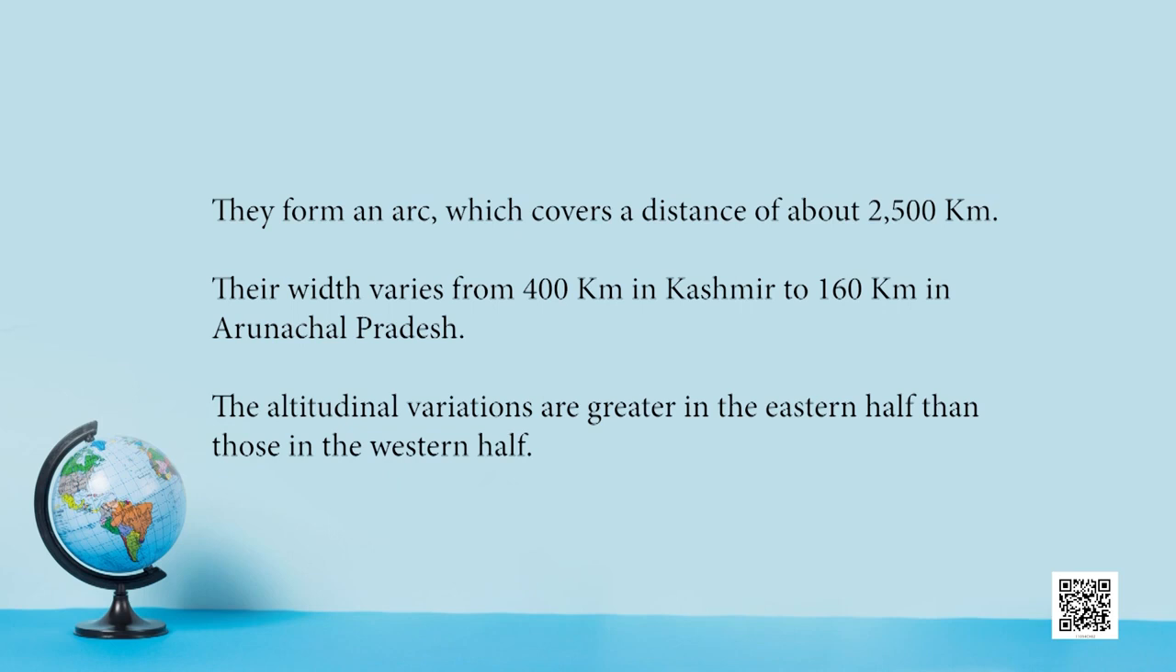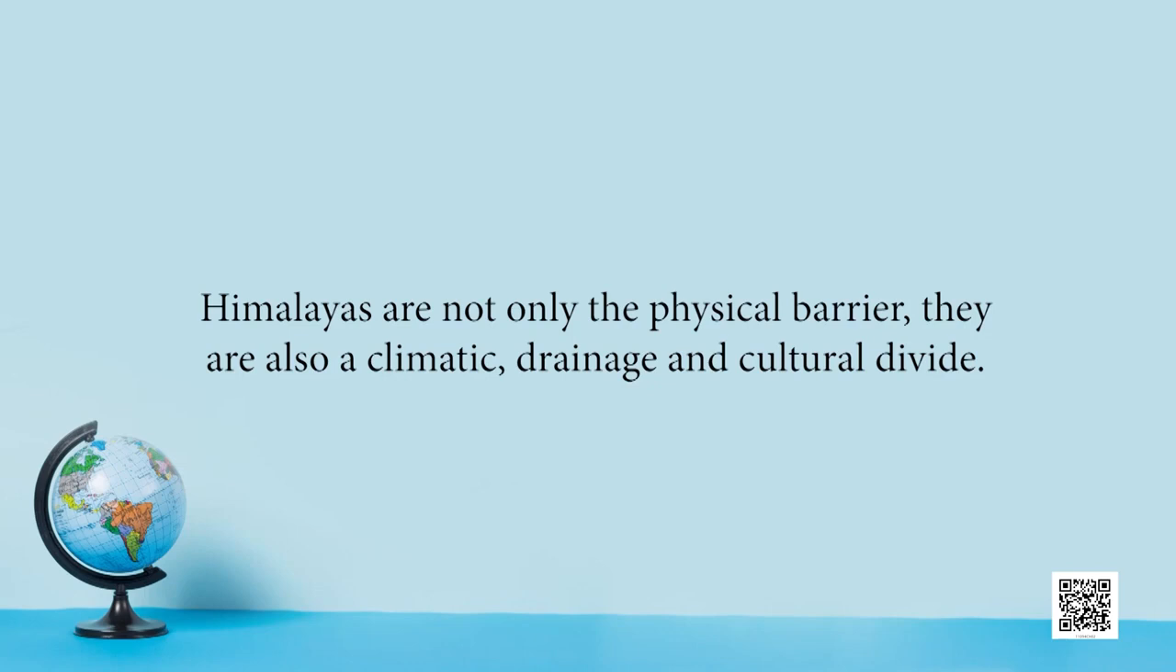The width varies from 400 kilometers in Kashmir, that is the western part, to 160 kilometers in Arunachal Pradesh, which is the eastern part. The altitudinal variations, the relief, the height, is greater in the eastern half than the western half. The Himalayas stand like a strong and long wall between the Indian subcontinent and the Central and East Asian countries. Himalayas are not only a physical barrier, that means they are also a climatic barrier, drainage barrier and cultural divide.